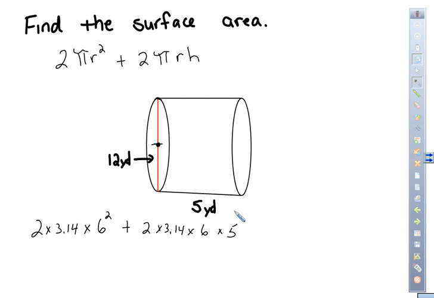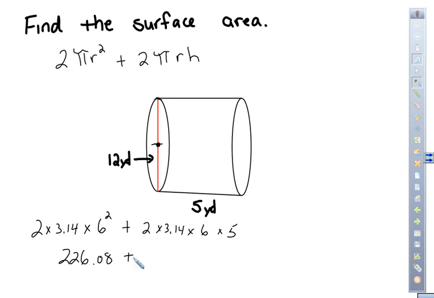So let's plug those in. 2 times 3.14 times 36, which is going to give me 226.08. Please do not round that until the very end once again.